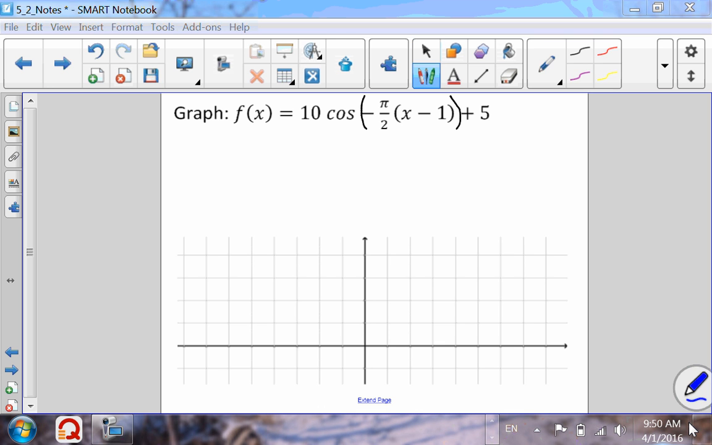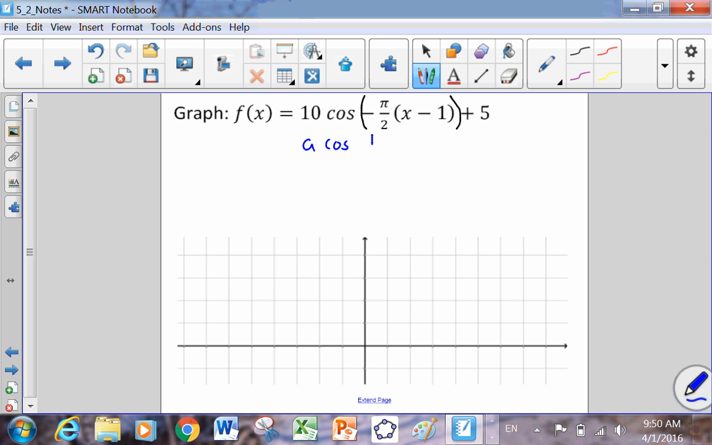Yeah, we need to factor. Did I factor? I did. Oh, nice. So we're ready. Okay, so this is our A, cosine of B, x minus h, plus k. Okay, so what should we start with?